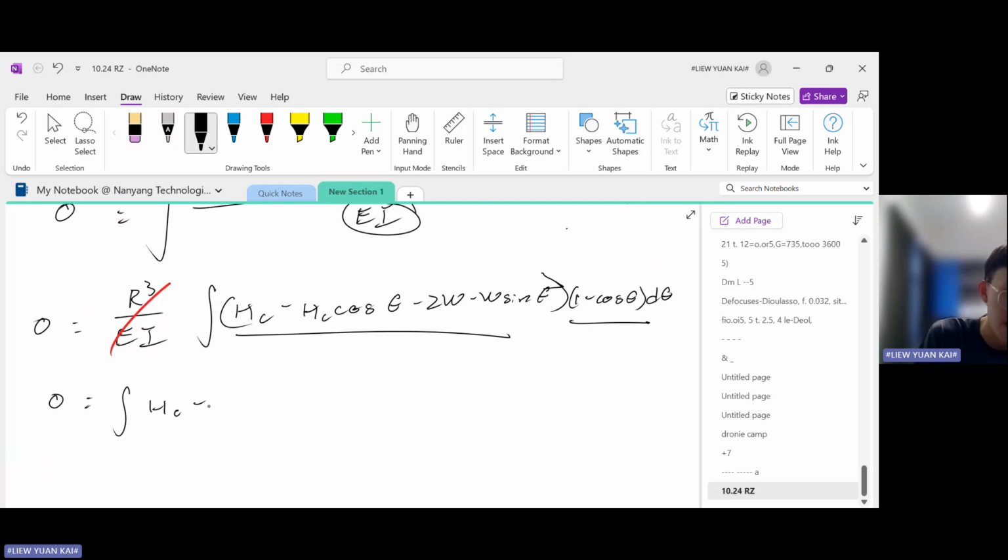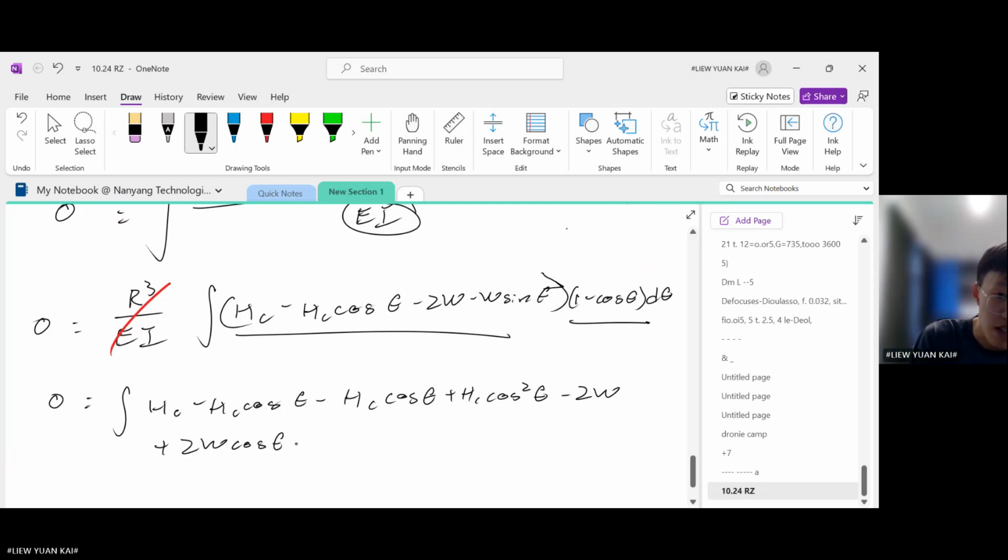So HC minus HC cos theta minus HC cos theta plus HC cos squared theta, minus 2w plus 2w cosine theta minus w sine theta plus w sine theta cos theta d theta.